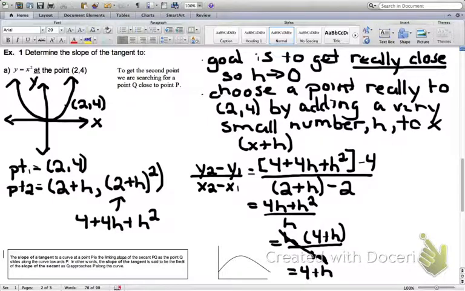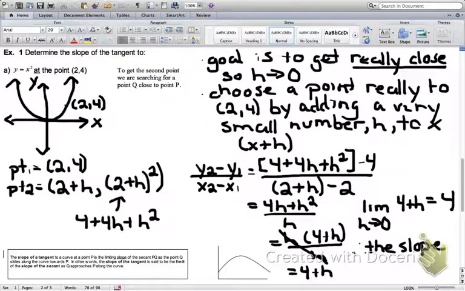So therefore, when we're looking at our slope of a tangent, we're looking to find the limit. The way we write this is the limit as h approaches 0 of 4 plus h, because that is our slope, and that would be equal to 4. The reason being is because we sub in 0 there, and we get 4. So therefore, the slope of the tangent is 4.